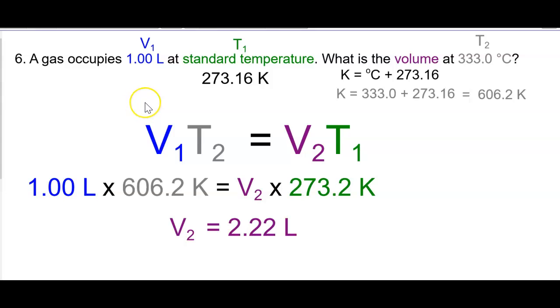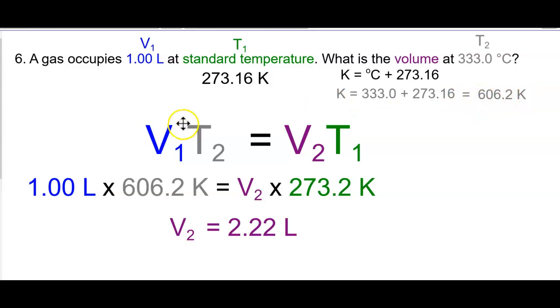And example 6 is the last one we're going to do in this set together. A gas at 1 liter at standard temperature. Standard temperature is another way, like standard pressure, of giving you a value without stating it. So if you see standard temperature, you know it's 273.16 Kelvin. What is the volume at 333 degrees Celsius? Got to convert that Celsius into Kelvin.